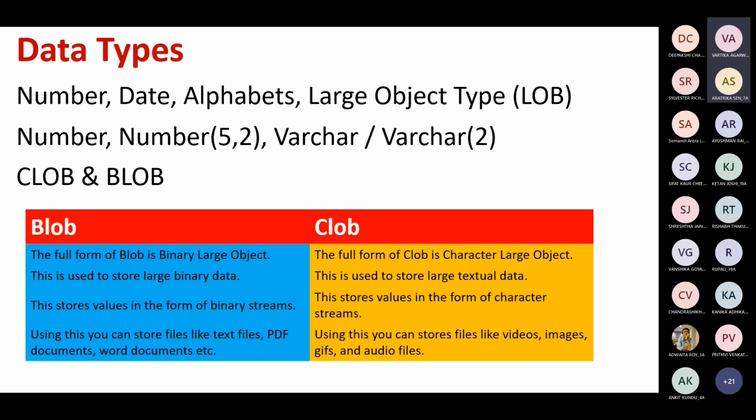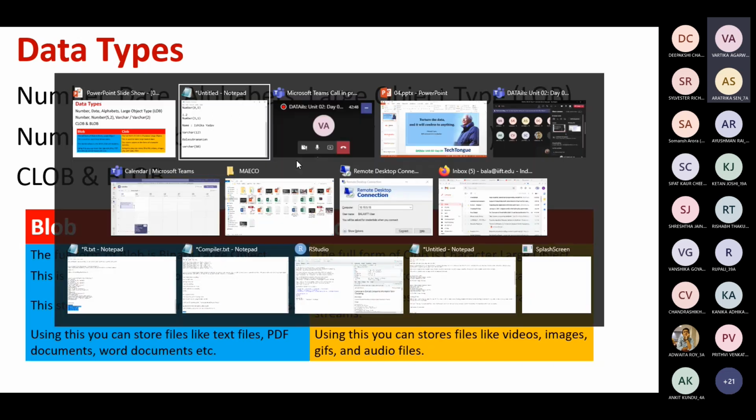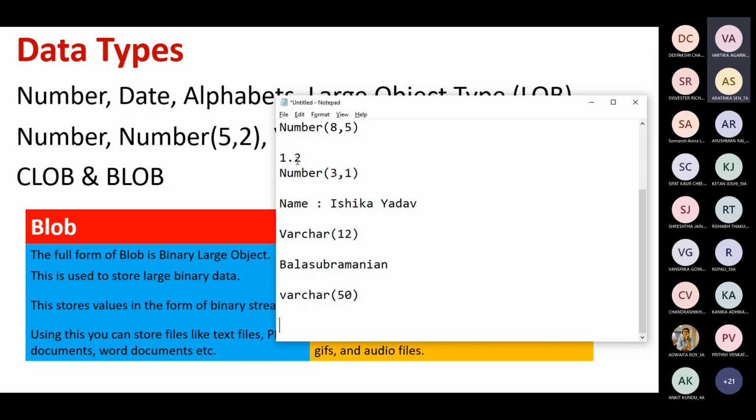Yes, sir. Sir, I had a doubt. Who is this? Sir, Tanya. Yeah, Tanya. Sir, in the notepad in which you gave some examples of the number and the word char, when the name is Bala Subramanian, then how have we written this 50?